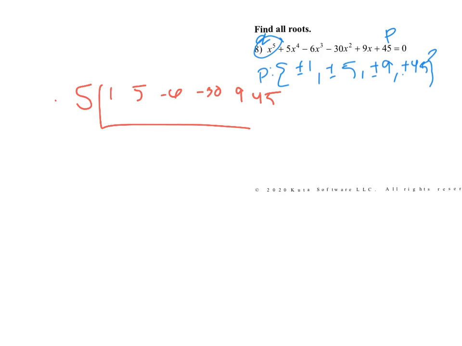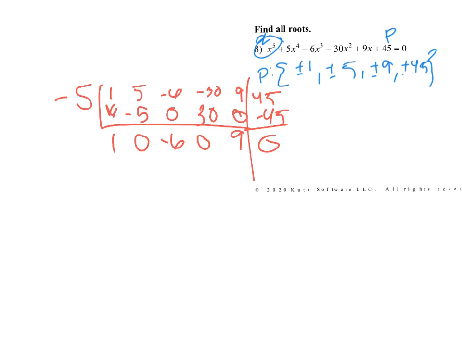So let's try a -5. You bring down the 1, you get a -5, you get a 0. You get a 0, you get a -6, you get a 30. You get a 0, you get a -5. No, you get a 0. You get a 0, you get a 9, and then you get a -45. Bam, no remainder. So x equals -5.